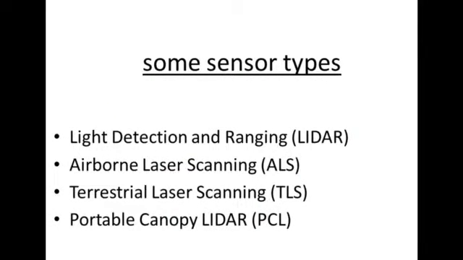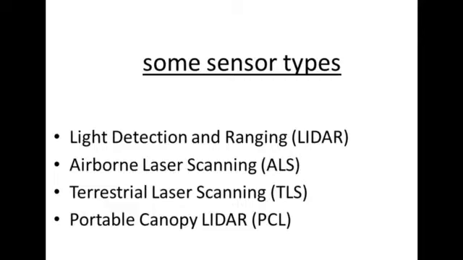So, some sensor types that I'll be discussing. First of all, LIDAR itself stands for light detection and ranging. It's basically using light photons or trains of photons, usually in the infrared, for measuring precise distances to targets. And the methodology for doing that is to measure the time that it takes that photon train to reflect from the target and be received back at a receiver. That's called the time of flight approach.